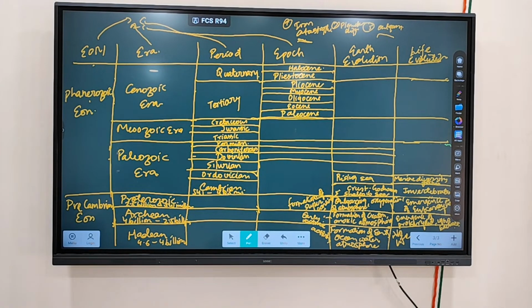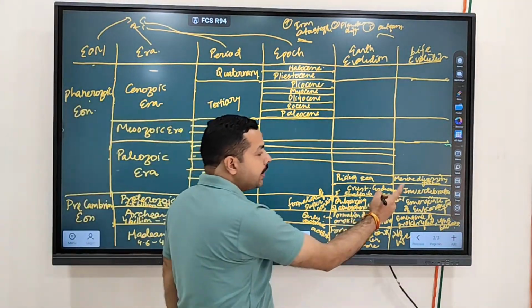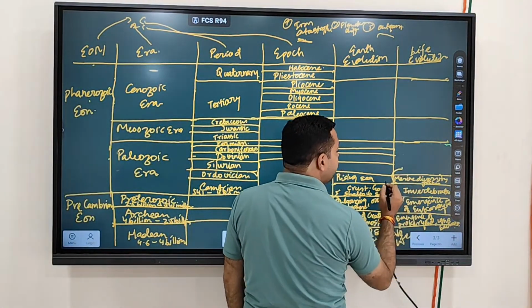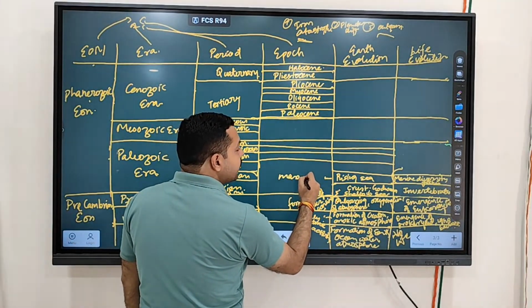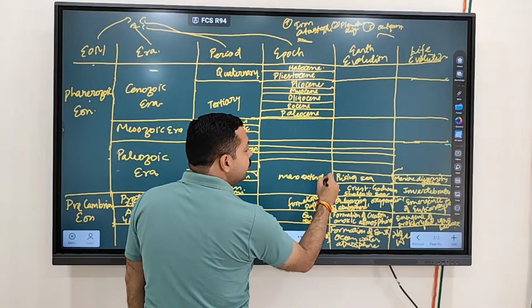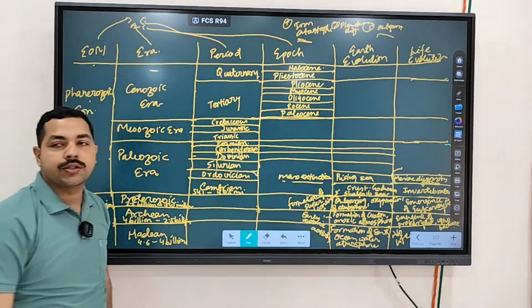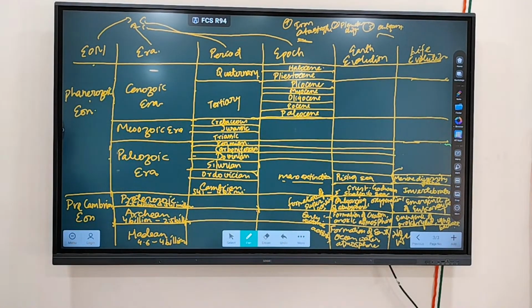Now this period also marks the end of something. At the end of this period, you will also see something called mass extinction. I'll just write it over here. Mass extinction means organisms are dying off, becoming extinct; species themselves are getting extinct. Clear? Any doubt regarding this one? This is found at the end of the Ordovician period.